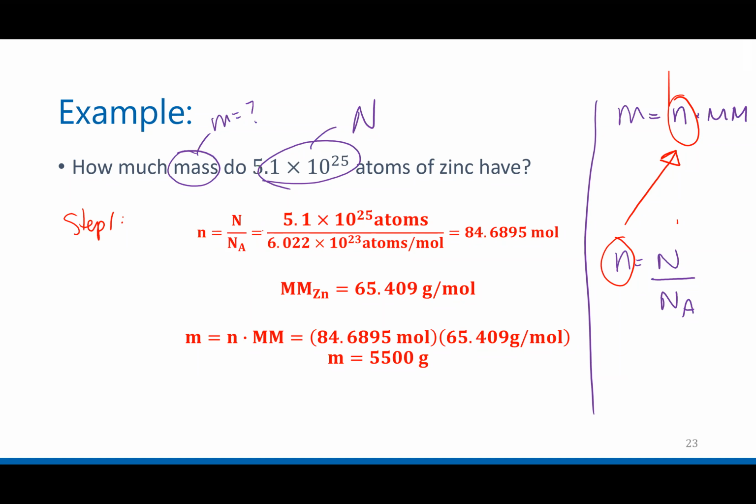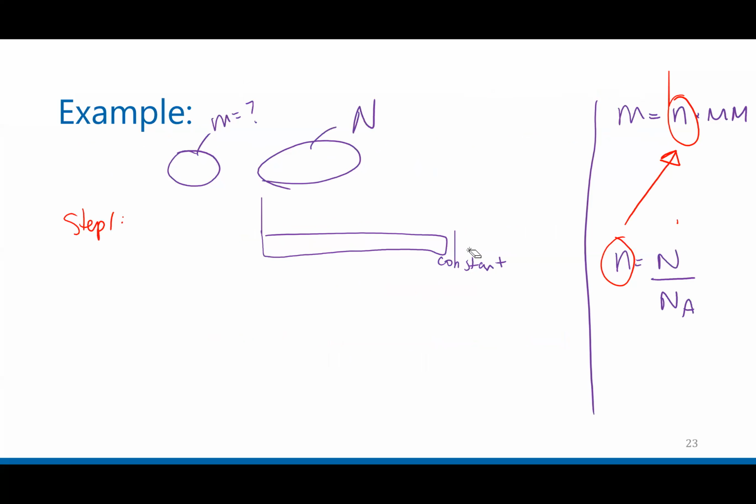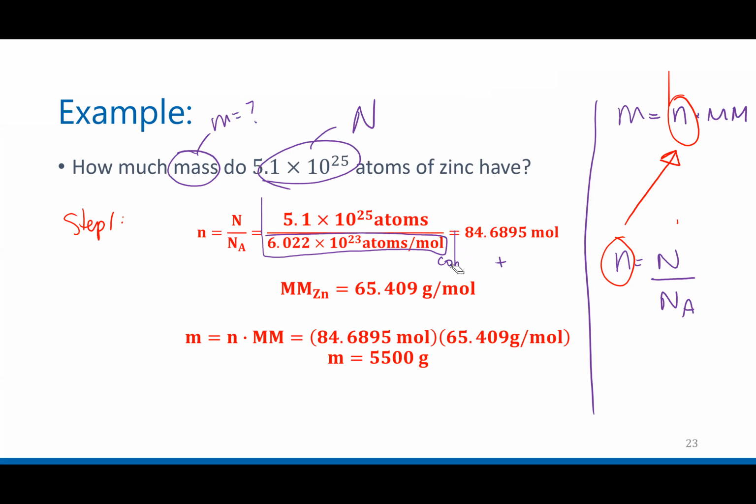Again, I had a student yesterday ask me where this number comes from. It is a constant, like gravity or pi. This number is a constant, and it's in your data booklet. Okay, so I found my moles, 84.6895. Next, I need to do step number, I guess arguably step number 2. Here, it's not much of a step.